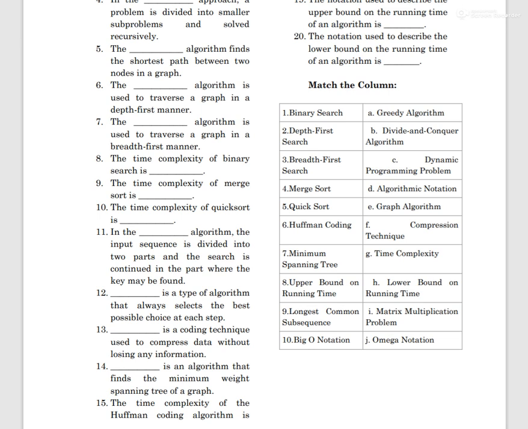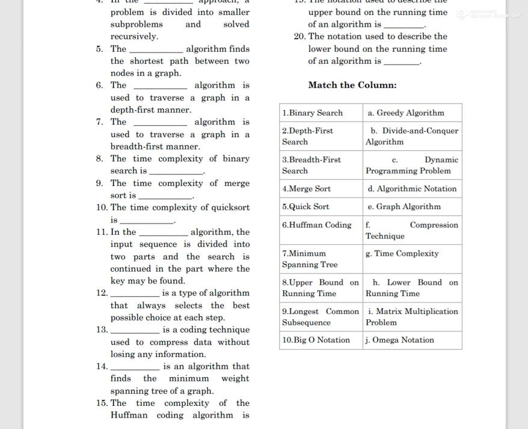The first one is binary search. So binary search can easily be matched with divide and conquer algorithm, that is B. The divide and conquer approach is used in binary search by dividing the whole array into two equal parts and then searching for the element in that sub array which contains the element. So the second is depth first search.